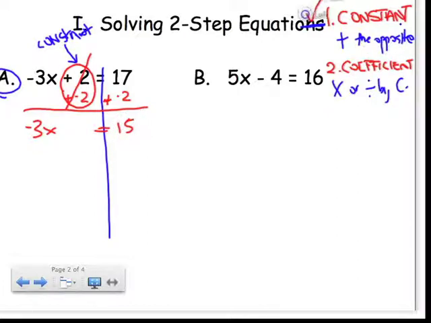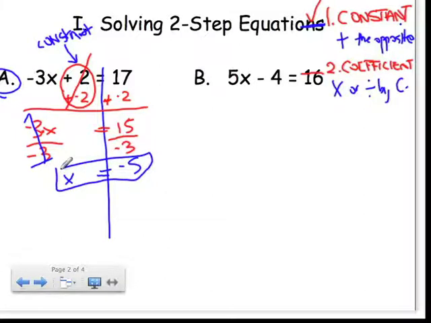I've now canceled my constant. Next, I need to cancel the coefficient. This really is negative 3 times x, so my coefficient is negative 3. In order to cancel it, I need to do the inverse operation, which is divide by the coefficient of negative 3. Negative 3 divided by negative 3 equals 1. I have x equals 15 divided by negative 3, which is negative 5. That's my answer.